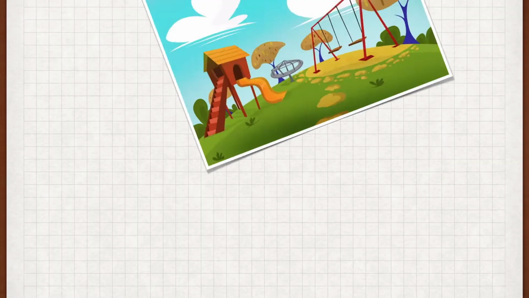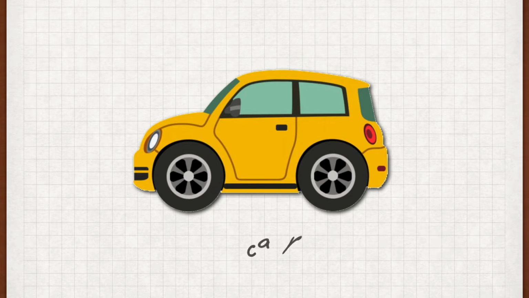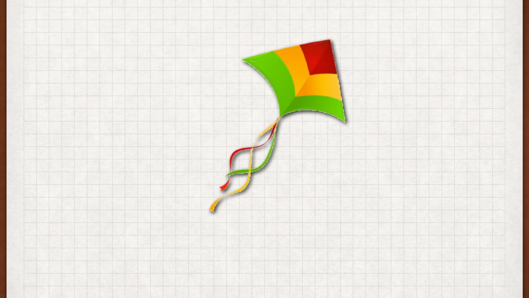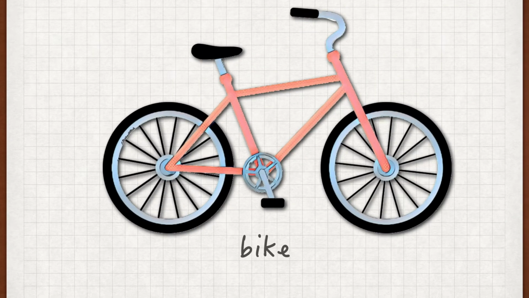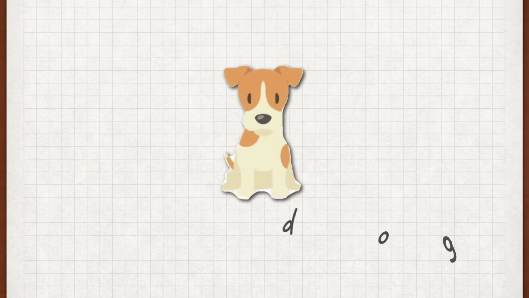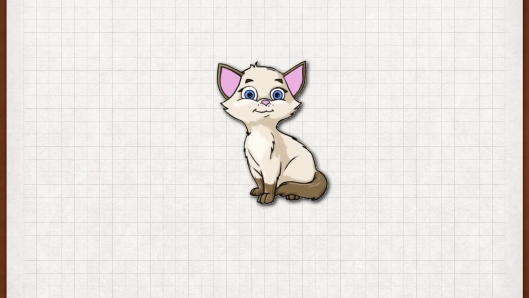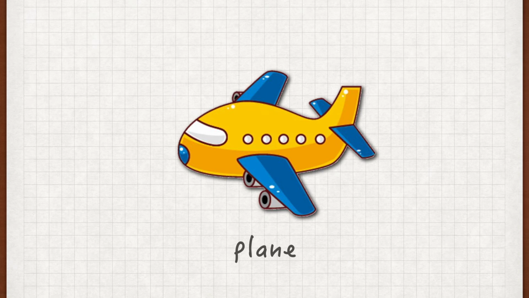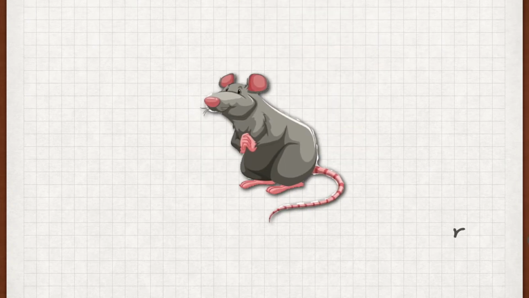But before that, let us look at some words that you should know or you should already know. The words that we are going to use in our lesson today. Park. Car. Kite. Bike. Dog. Cat. Plane. Rat. Today we are going to learn how to ask and how to respond to specific questions.